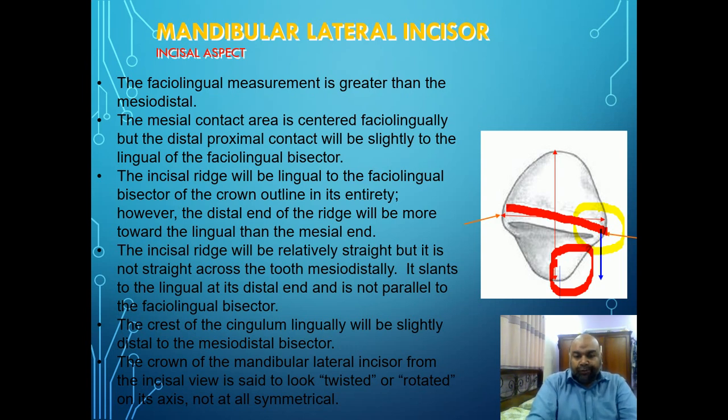So the distolingual twist, or the distolingual rotation, causes the tooth to be curved a little bit to the distal. What is the clinical significance of this distolingual twist? The reason why this distolingual twist is present is so that it can make contact with the canine. So in order to make contact with the canine, the surface is twisted a little bit on the distal side and on the lingual side.